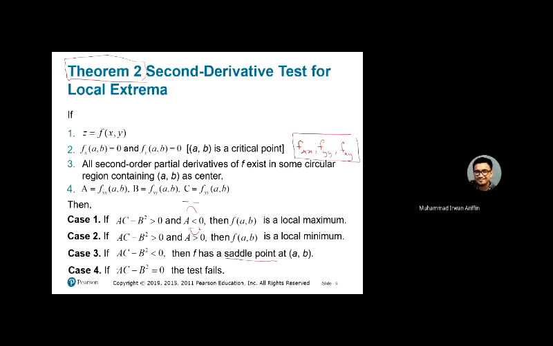And case number 4, if AC minus B square equals 0, the test fails. If you want to know more of the reasons behind this, then you have to take higher levels of mathematics. At the moment, you only need to know these 4 cases as given. Of course, there are explanations and justifications as to why we focus on A and C, multiply them, and then subtract B square, but that will be outside the coverage of this course.